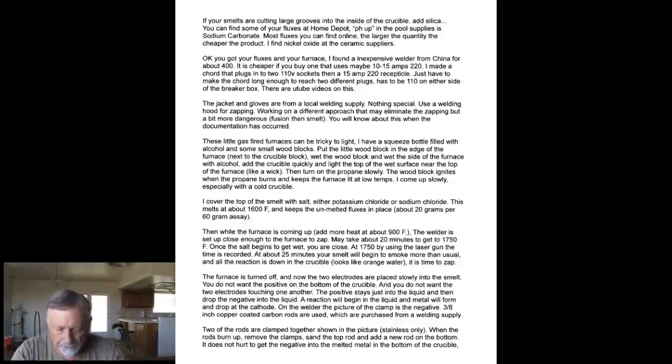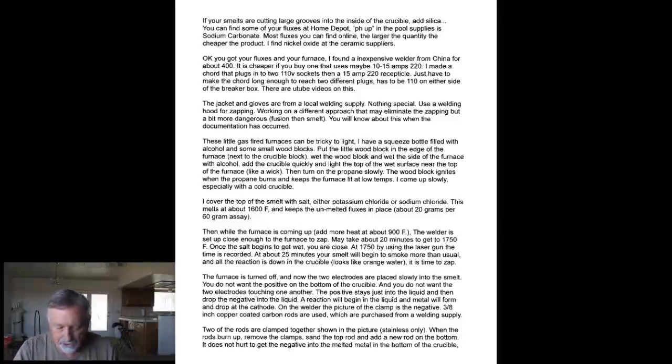I cover the top of the smelt with salt, either potassium chloride or sodium chloride. This melts at about 1600 degrees Fahrenheit and keeps the unmelted fluxes in place, for about 20 grams of salt per 60 gram assay. Then while the furnace is coming up to heat, the welder is set up close enough to the furnace to zap. It may take about 20 minutes to get to 1750 Fahrenheit.